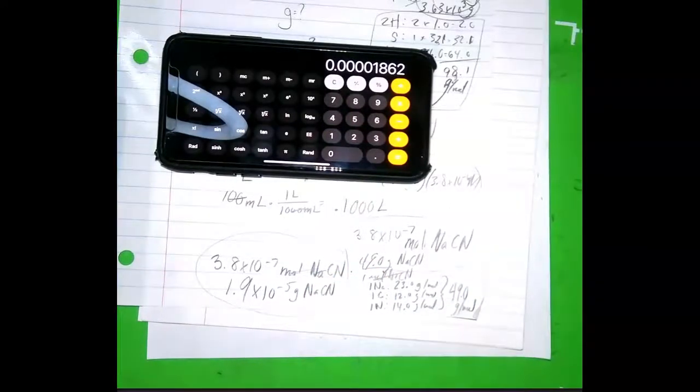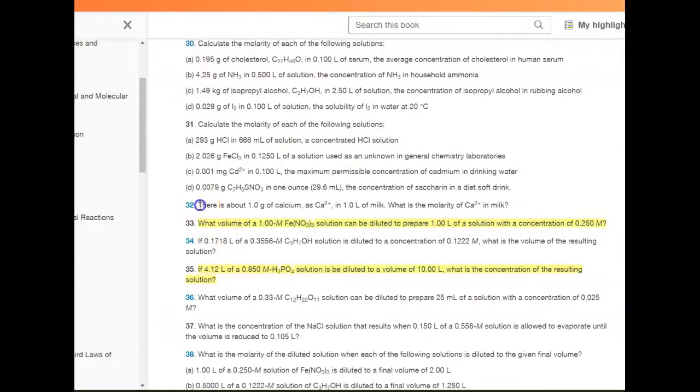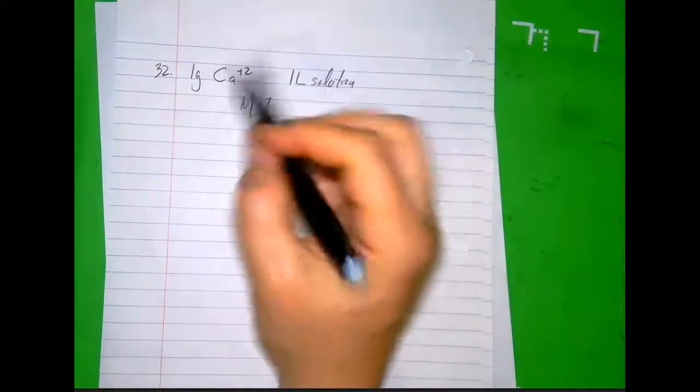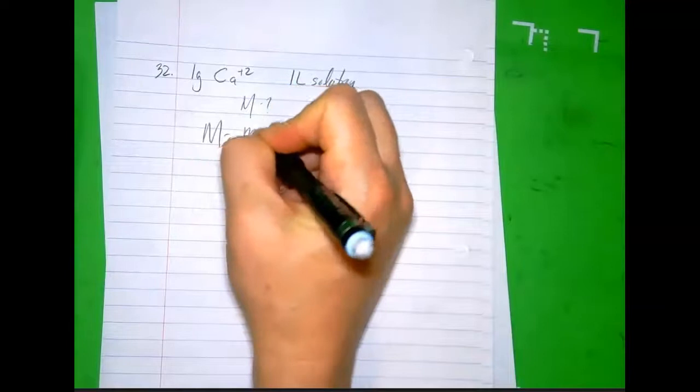Good job, everybody. Okay, now we're going to do 32 and 34, which say there is about 1 gram of calcium as calcium plus 2 in 1 liter of milk. What is the molarity of calcium plus 2 in milk? Well, let's check it out. I've identified my given and my unknown. 1 gram of calcium, 1 liter of solution. Molarity, what's my formula? Molarity equals moles over liters.